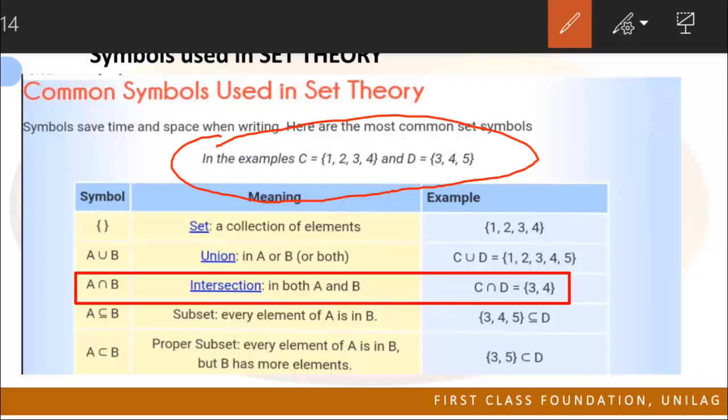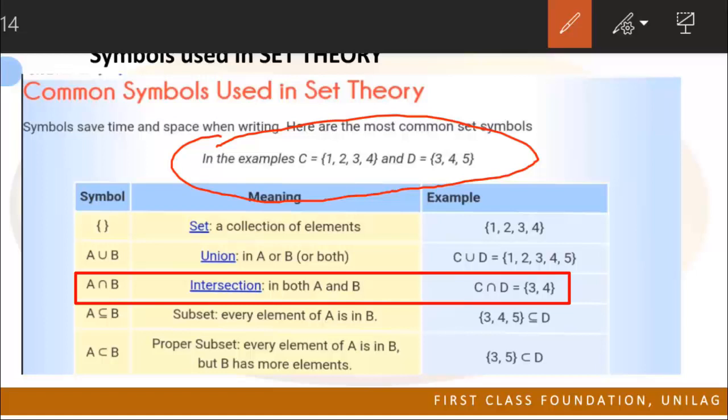Now, the third one we have there is A intersection B. It means the elements that are common to A and B only. Checking the example above, C intersection D is equal to 3 and 4. You can see 3 in set C, and you can also see 4 in set C.